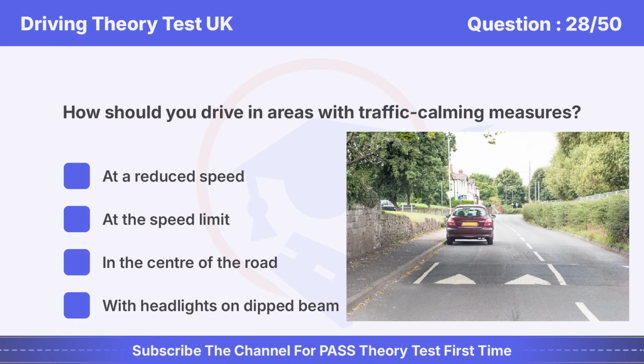Question 28. How should you drive in areas with traffic calming measures? Option A. At a reduced speed. B. At the speed limit. C. In the center of the road. D. With headlights on dipped beam.